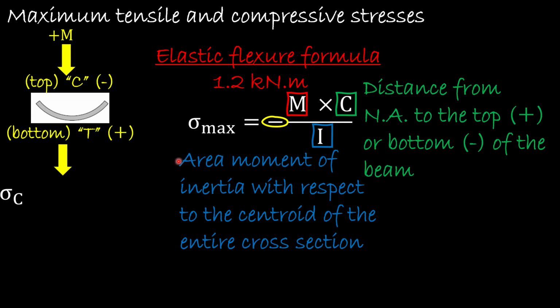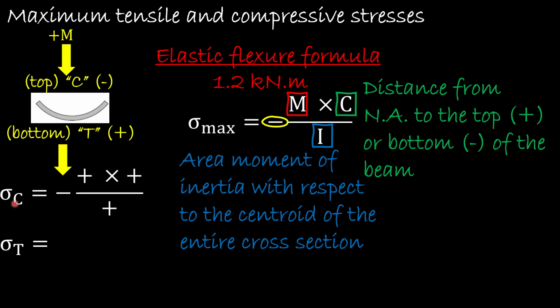All right. So why do we use the negative again? Let's think about it. We are given a positive moment, and that's what we have in here. At the top of the beam, which will be the positive y-axis, it will be positive divided by positive. Positive divided by positive will be positive. Positive times negative will be negative. So that means this is compression.